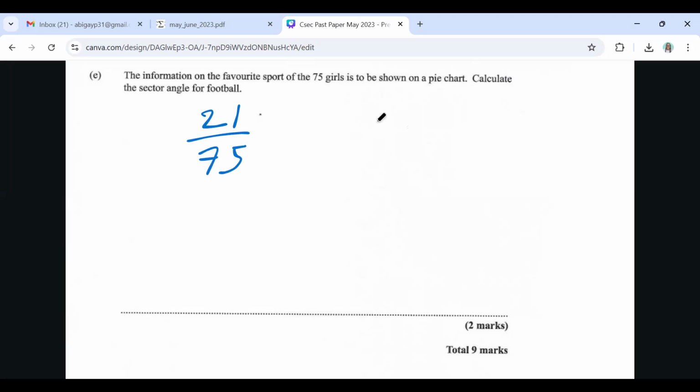A pie chart is a circle, the full 360 degrees. And that's going to equal 21 divided by 75 times 360, which is 100.8 degrees.